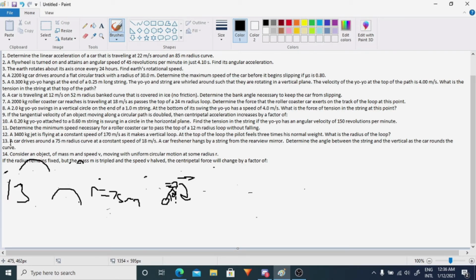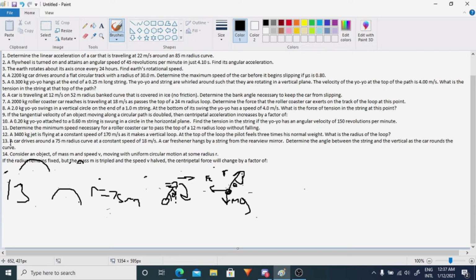So, how do we solve this? Well, let's draw a free body diagram. There's going to be this tension on the object, and then mg, and the centripetal force as it's being moved by the car, right? And we know that this theta is the angle we're looking for.